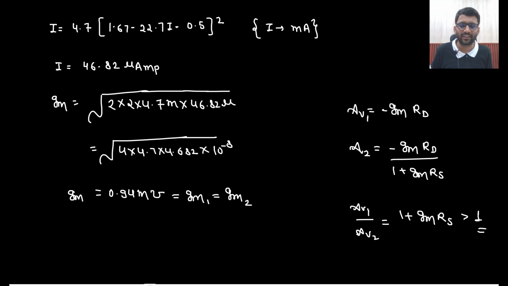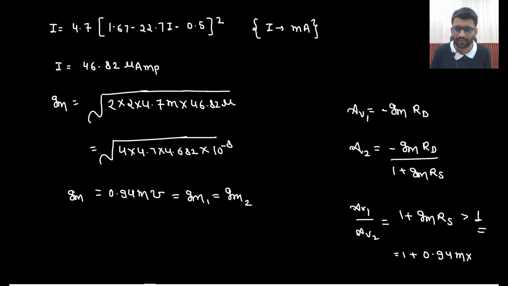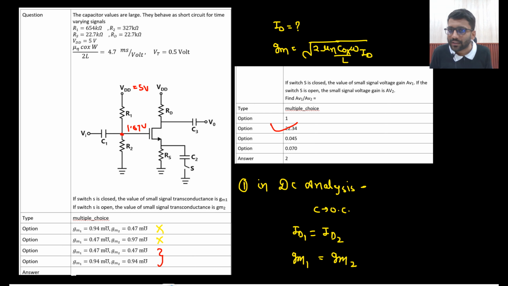Otherwise, if you want to solve it, it is again very easy, because you already have the value of gm into RS. RS value we also know, that is 22.7.